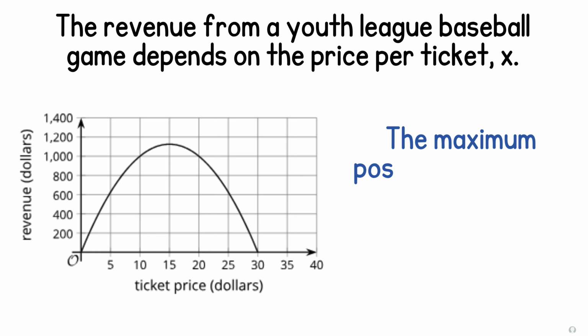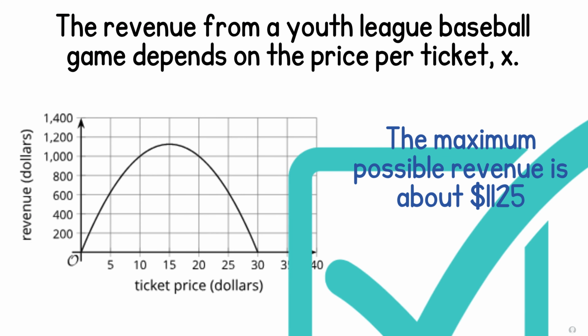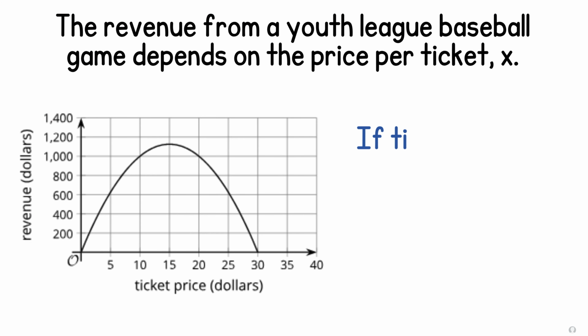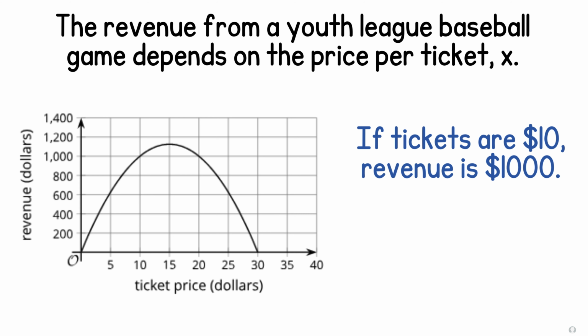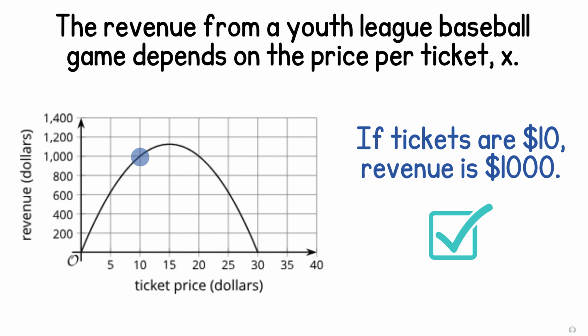This one says that the maximum possible revenue is about $1,125. If we go to the vertex that represents our maximum point, we can see that the y value is around 1,125. So this one is correct. And our last one says that if tickets are $10, then revenue is $1,000. So let's go to our input of $10 and see where it hits our function. We can see that it hits at 1,000, so this one is true.